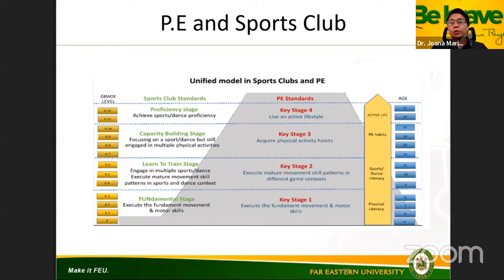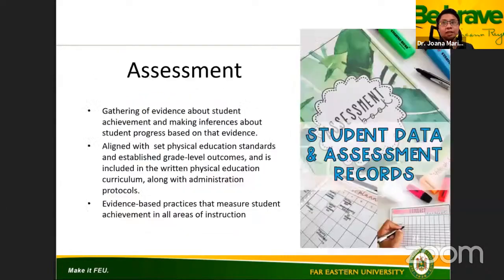And actually, kung meron tayong reading literacy, language literacy, ang sinusulong po ng PE ay physical literacy. Kumbaga, movement enhancement. Kung meron tayong assessment in terms of language literacy, reading literacy, meron din po tayong assessment sa PE. So actually, when we say assessment, it talks about gathering of evidences about students' achievement and making inference about students' progress based on that evidence.